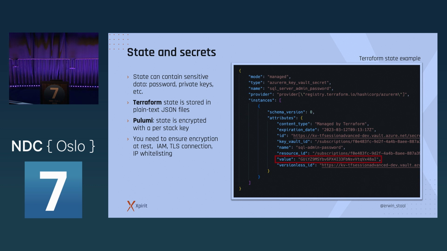That means that if you, for example, store the Terraform state file in Azure in a blob storage, you need to take care of the security of that storage account. You need to lock it down. You need to make sure that only the right people can actually access that state file, etc., etc.